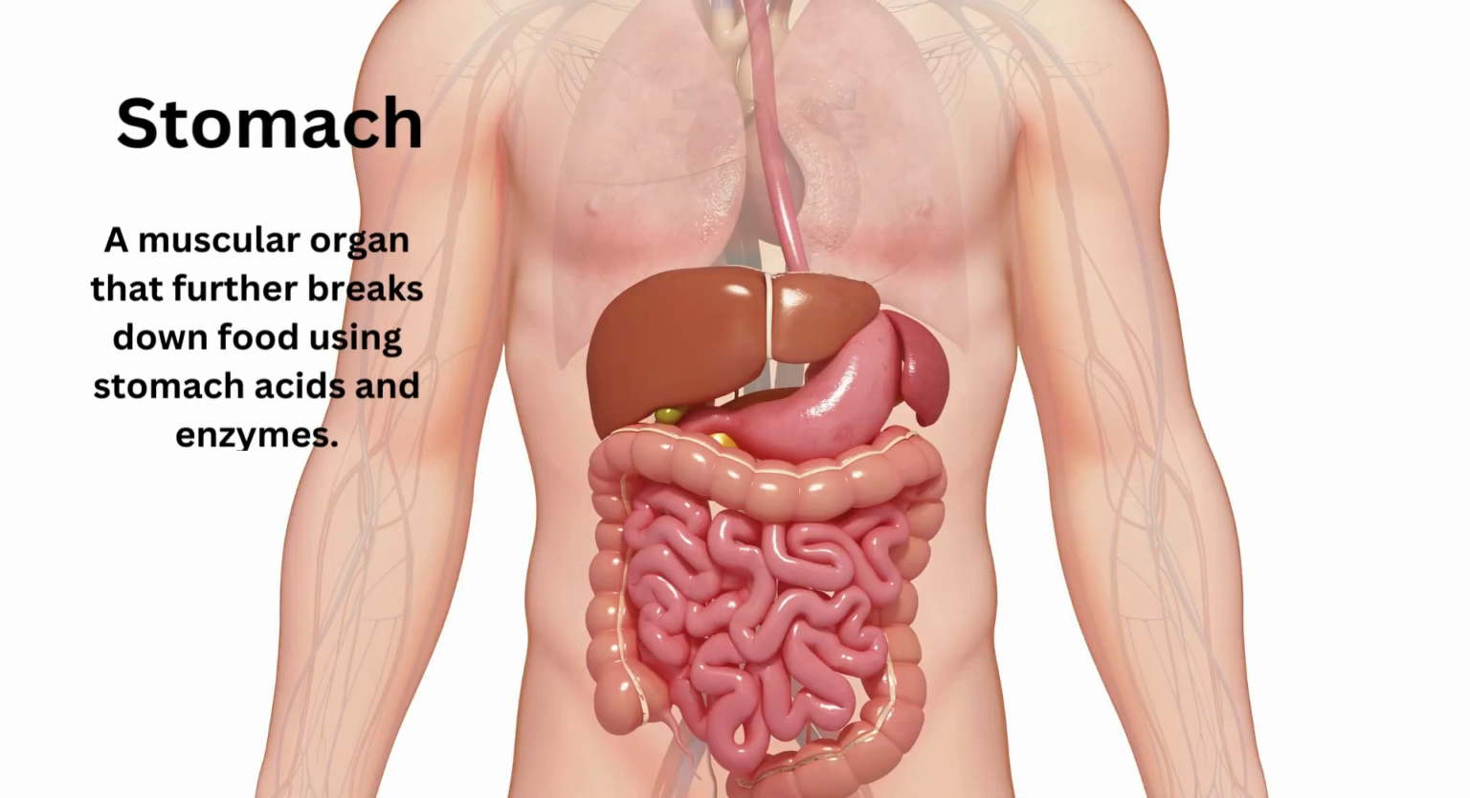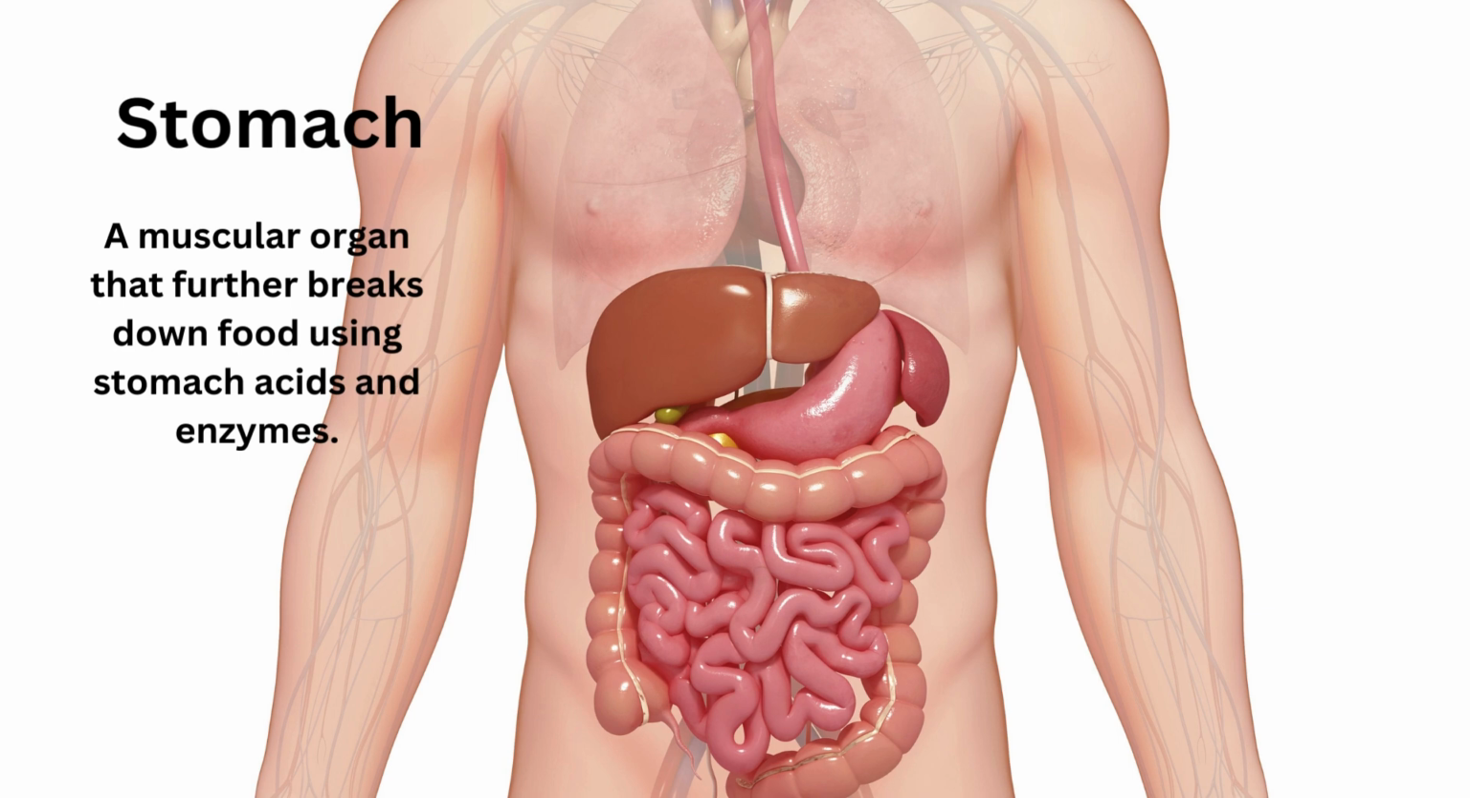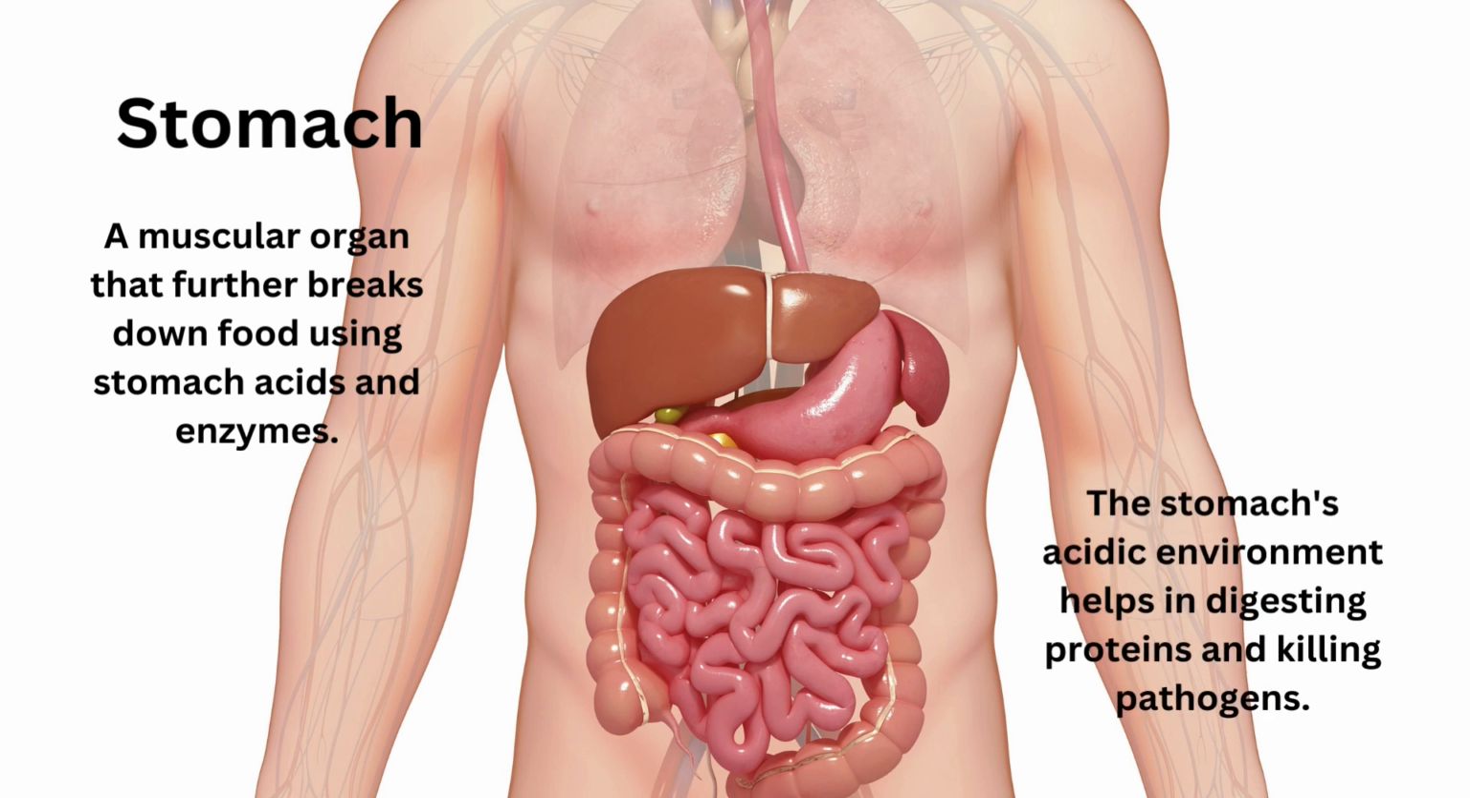Stomach. A muscular organ that further breaks down food using stomach acids and enzymes. The stomach's acidic environment helps in digesting proteins and killing pathogens.